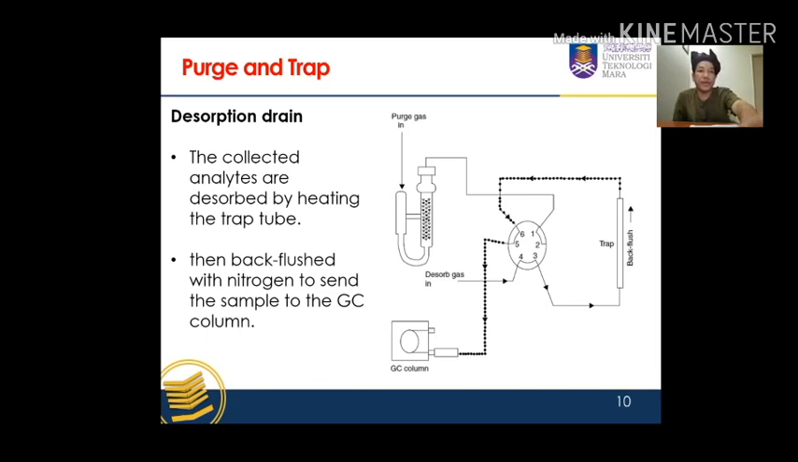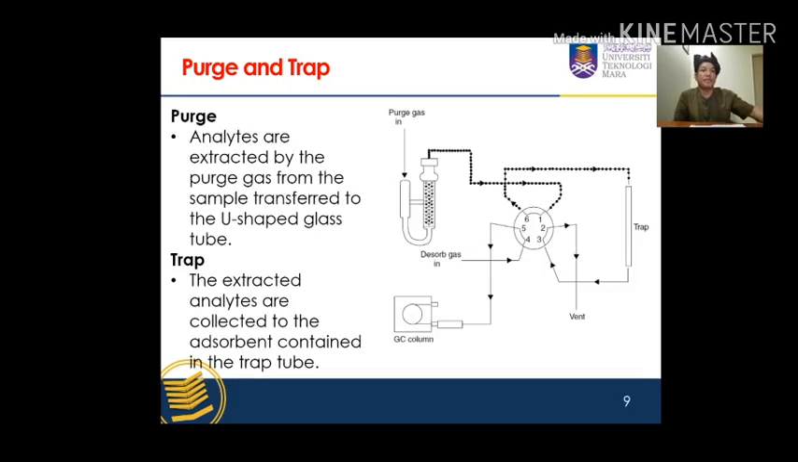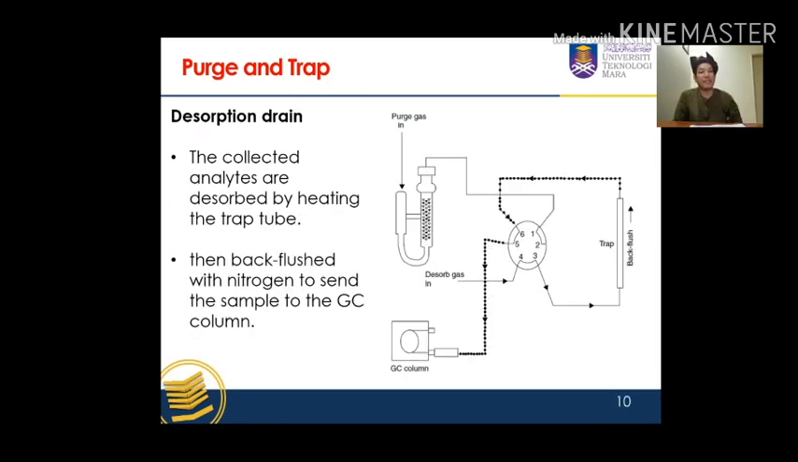The first step is purging the sample and then trapping it into the TNAC or activated carbon trap. After that, backflush with nitrogen to push the volatile organic compounds into the GC column.